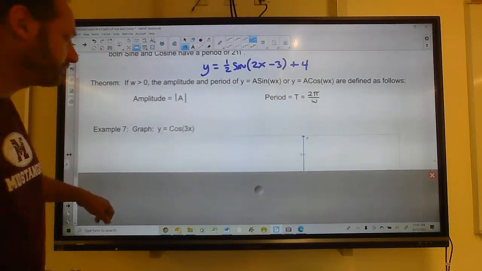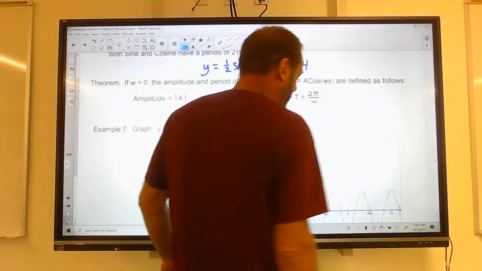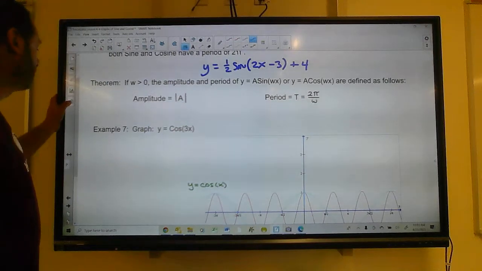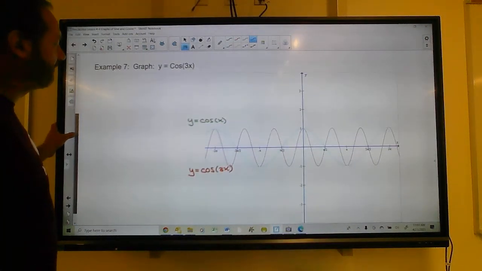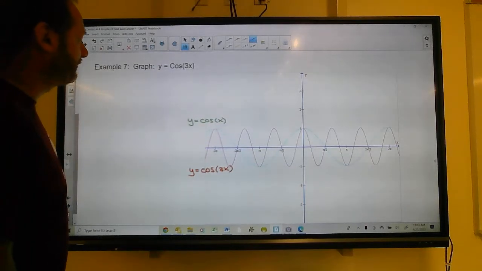So you're going to want some colored pencils maybe when you do this. Now, if you're using a graphing utility, it's not too bad. Okay, so graphing y equals cosine of 3x.